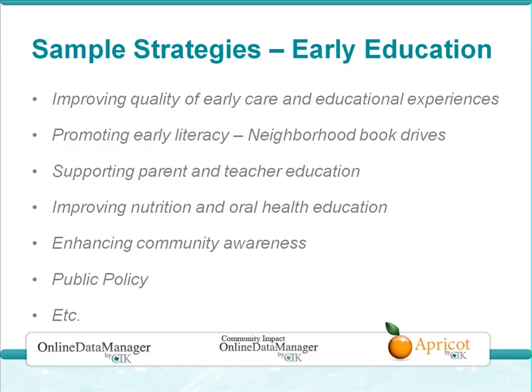So sample strategies, for example, if our issue is early education and we want to make sure that more kids come to school ready to learn, and the indicator around that may be third grade reading scores, for example, increasing third grade reading scores, or the number of children that can read at third grade as the indicator. To do that takes a variety of strategies, including improving the quality of early care and educational experiences, promoting early literacy, neighborhood book drives, supporting parent and teacher education, improving nutrition and oral health for kids, enhancing community awareness, doing public policy to secure additional funding for early education, or make it easier for young children to be in early education.